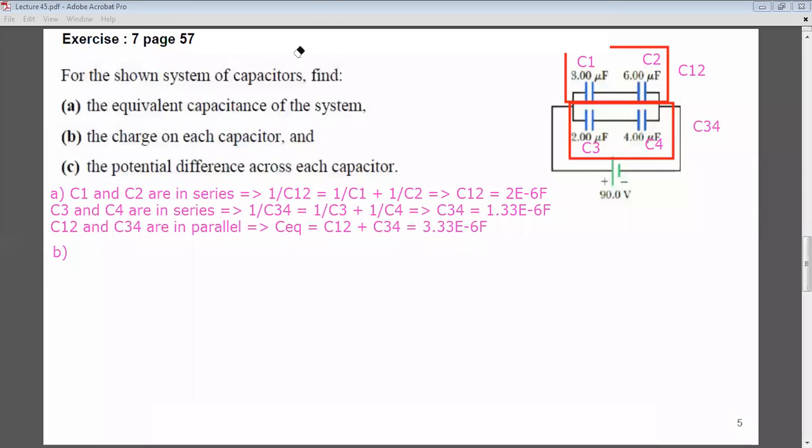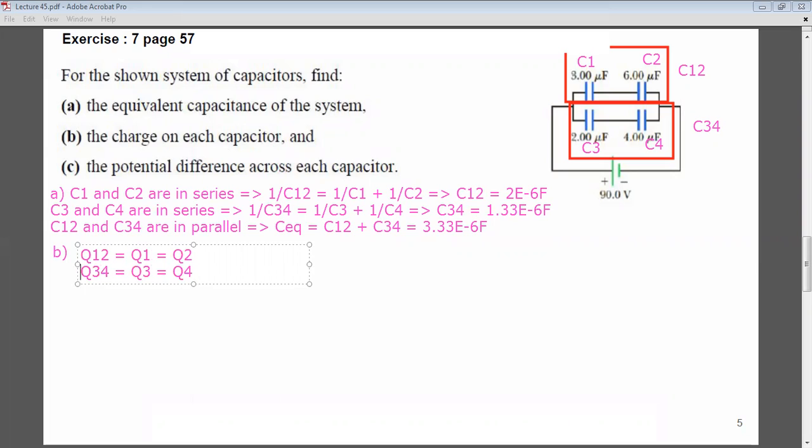So we need to get the charge on each capacitor. So what do we see? We see that Q12 is equal to Q1 is equal to Q2, right? So we have to get Q12 and then we have Q1 and Q2. And why? Because C1 and C2 are in series. Then I have C3 and C4 are in series. So Q34 is equal to Q3 is equal to Q4.